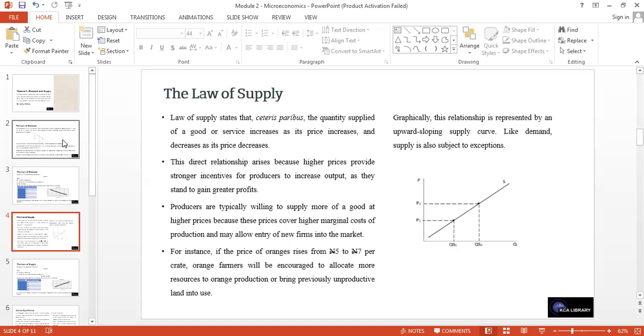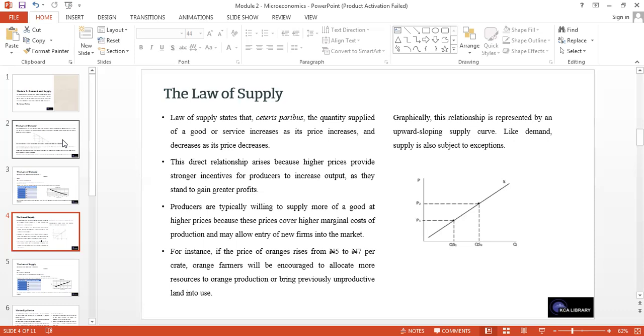This direct relationship arises because higher prices provide stronger incentives for producers to increase output as they stand to gain greater profits. Also, producers are typically willing to supply more of a good at higher prices because these prices cover higher marginal costs of production, and may also allow entry of new firms into the market.